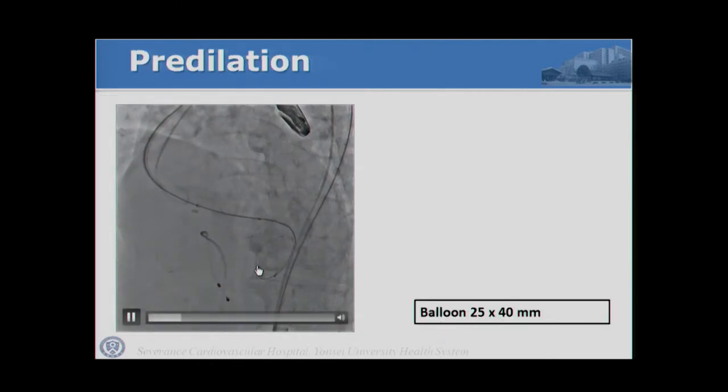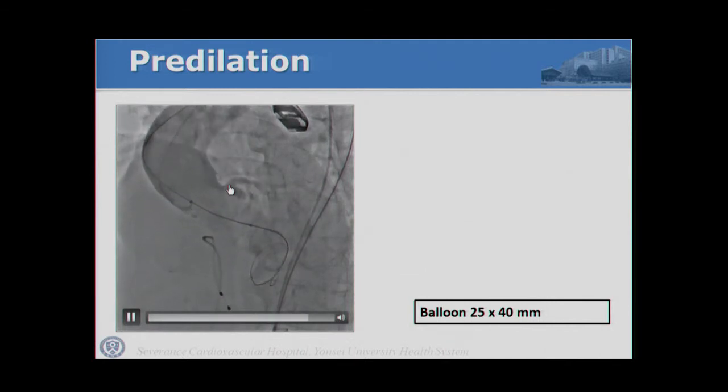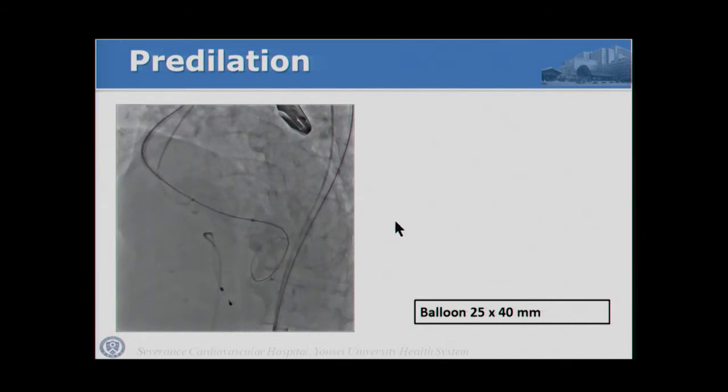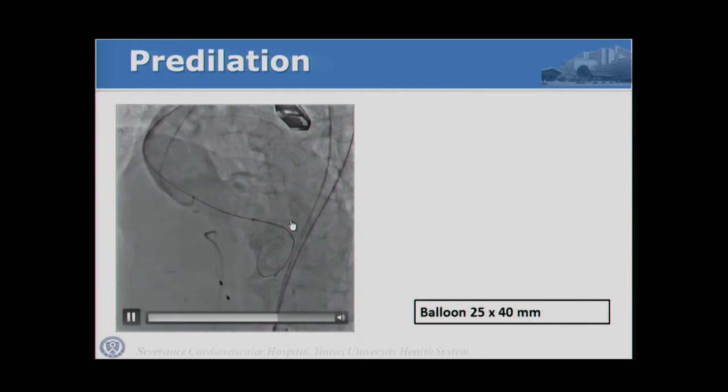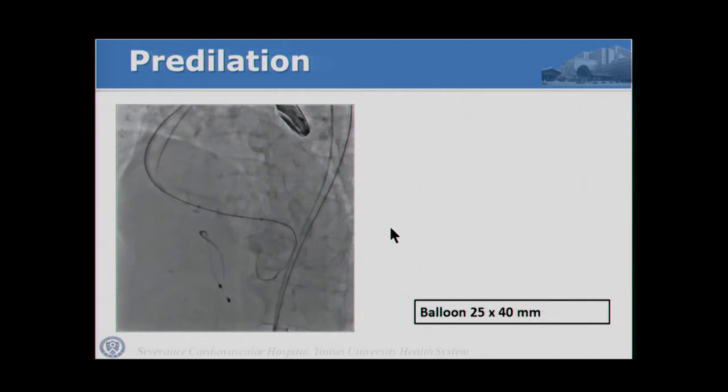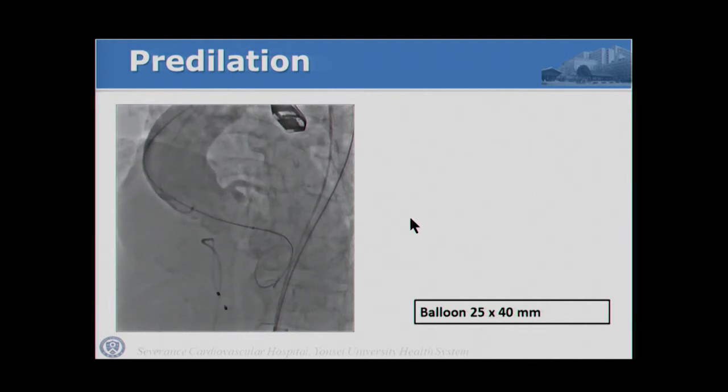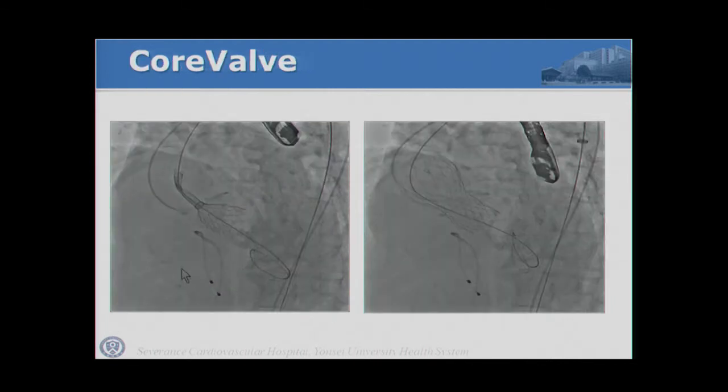And this was the image during the procedure. As you can see, there is a protrusion of the calcium mass of the leaflets into the left main during the balloon inflation. So as we found this, we decided to change to a CoreValve system instead of a Sapien valve, and we successfully implanted the CoreValve.